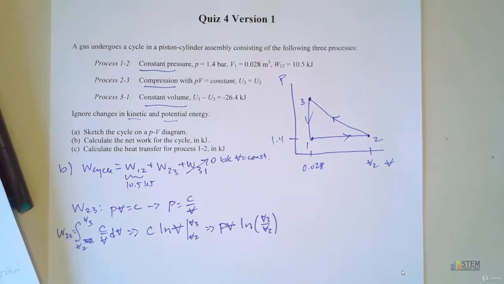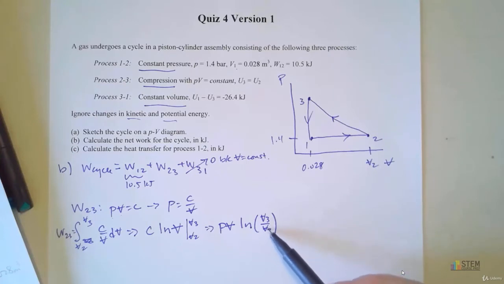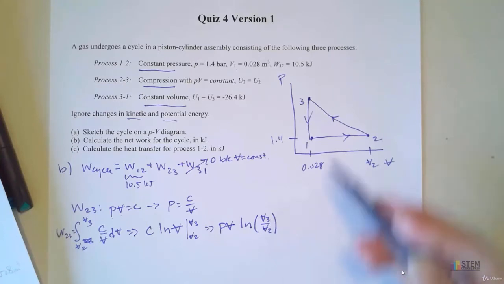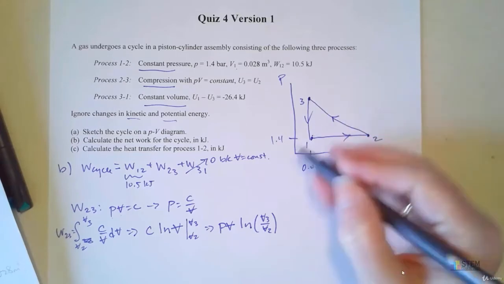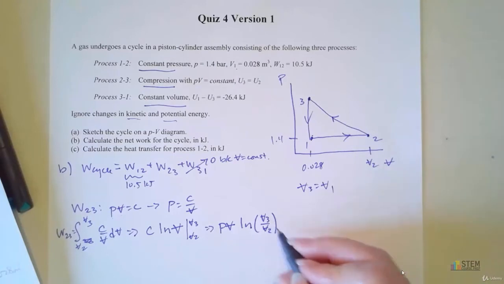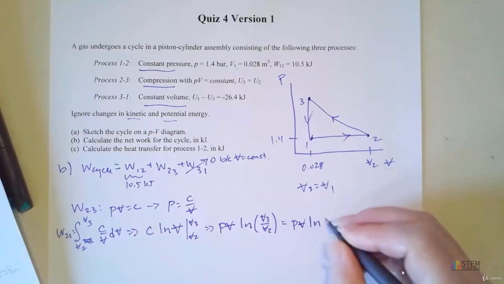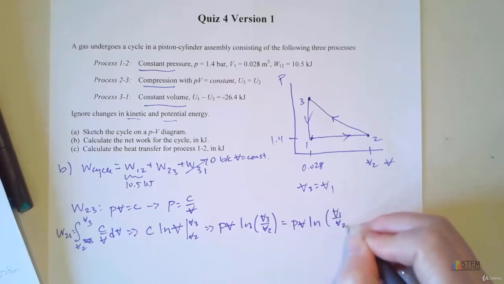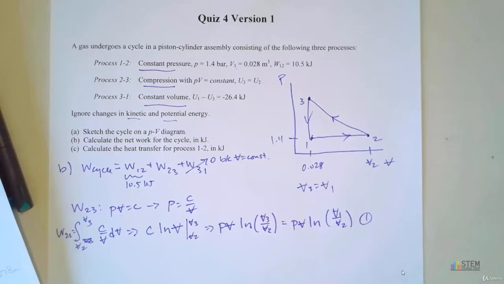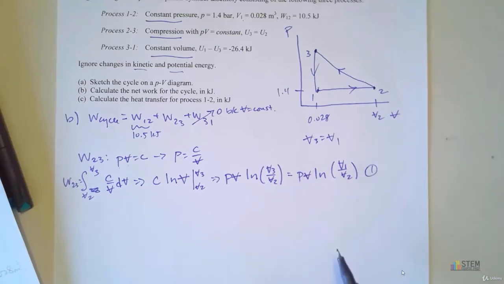Now we don't know V2, but we do know V3. So V2 we're going to leave as an unknown right now, but V3 is the same as V1, right? So we know that. Let's replace V3 here with V1. So PV times natural log of V1 over V2. Call that equation 1. Now let's go ahead and get V2. We can find this C constant in just a second, so let's find V2 first though.